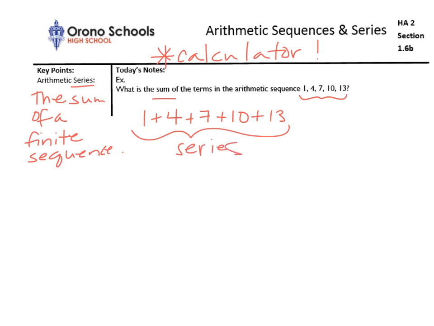But this is called a series, and it's arithmetic. Now, to find the sum, you'll literally add them together. What would you get if you combine 1 plus 4 plus 7 plus 10 plus 13? The answer? 35. That would be the sum of the 5 terms in that arithmetic sequence.